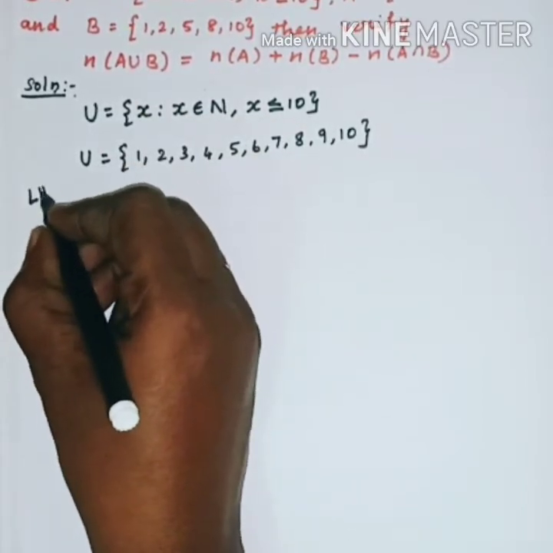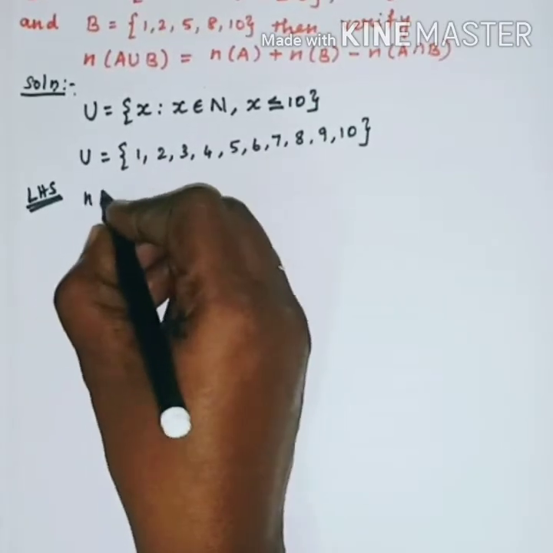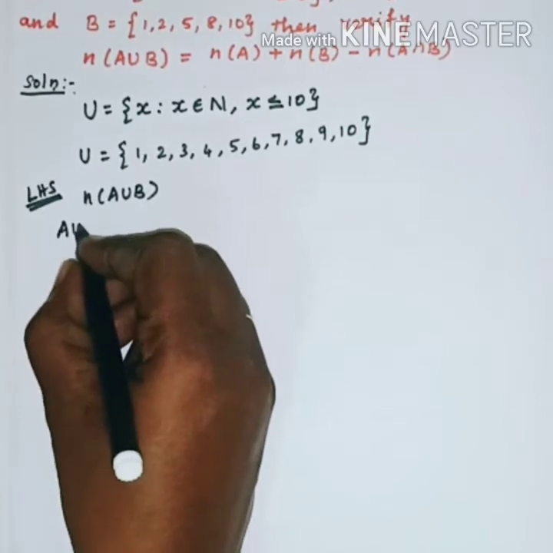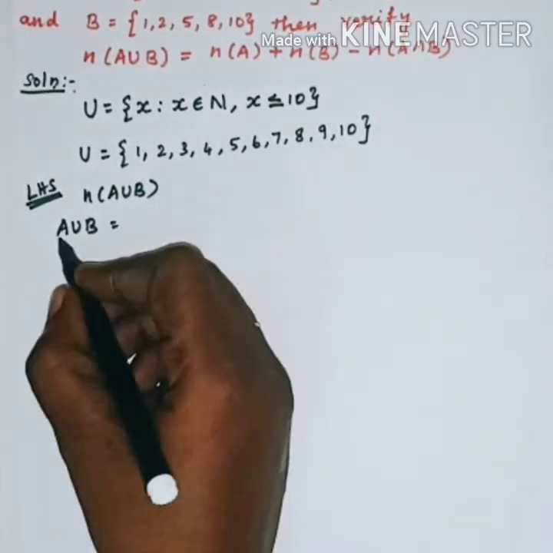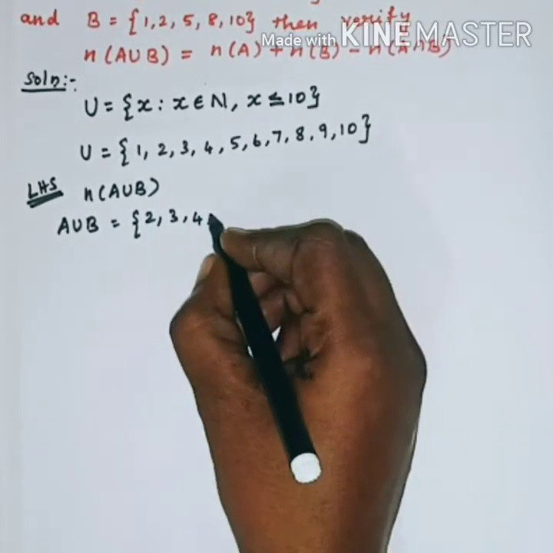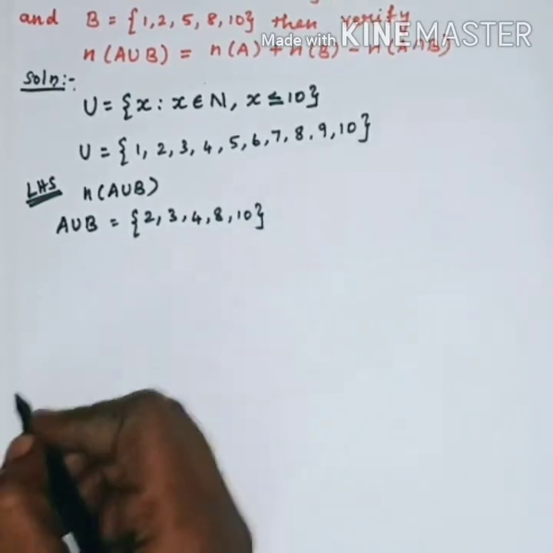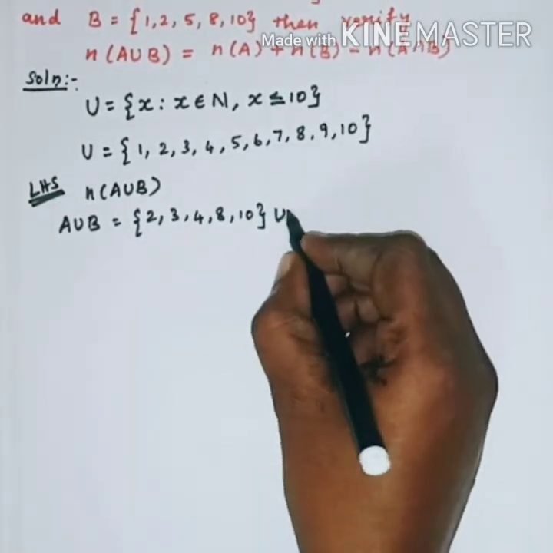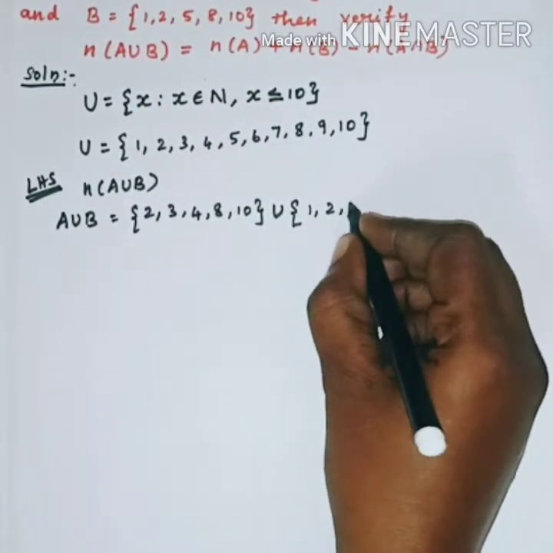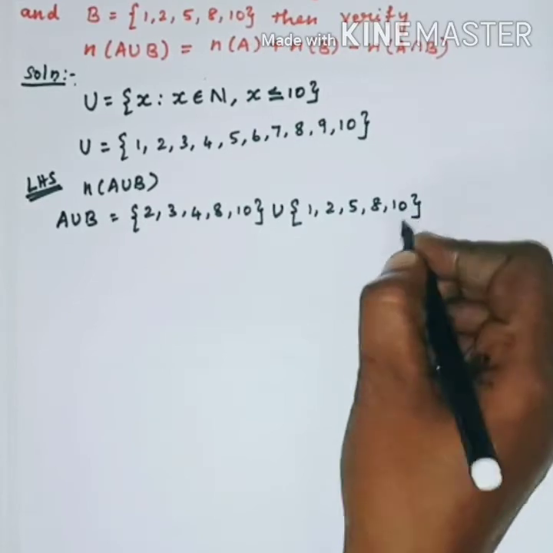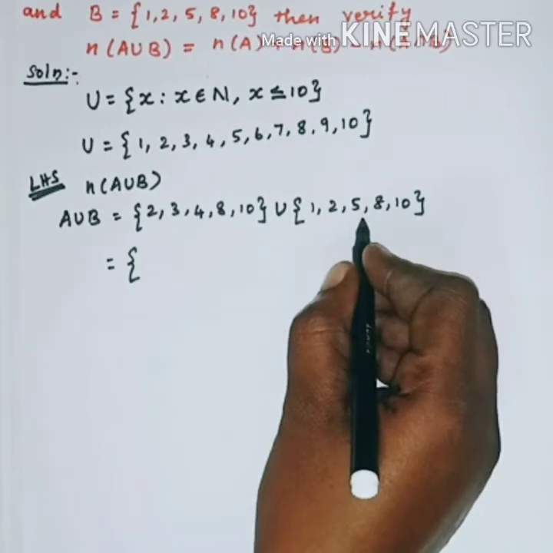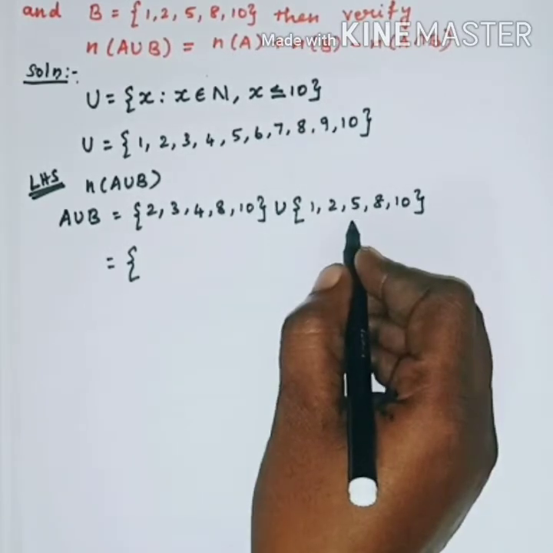So in the left hand side, what do we have? n of A union B. For this we have to find A union B first, isn't it? So A union B: the set A is given by {2, 3, 4, 8, 10}. This is your set A, and then put the union symbol, and then the set B is given by {1, 2, 5, 8, 10}. This is your set B. So the union symbol is given in between the sets. So combine these two sets together.